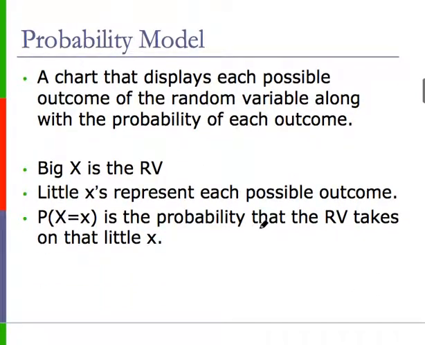A probability model is a chart that displays those possible outcomes, and it will show what the possibilities could be and then also what the probability is. The reason for describing big X and little x is in this probability. You're going to see this often: what's the probability that X equals x? Big X is the random variable, the outcome, and the little x represents each possible outcome. So we're saying, what's the probability that the random variable is equal to a particular outcome that shows up?